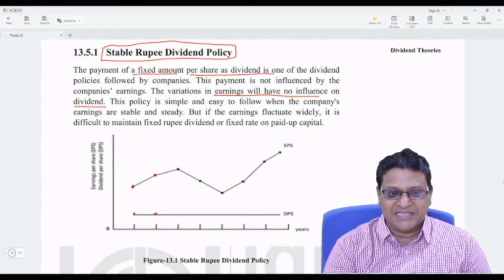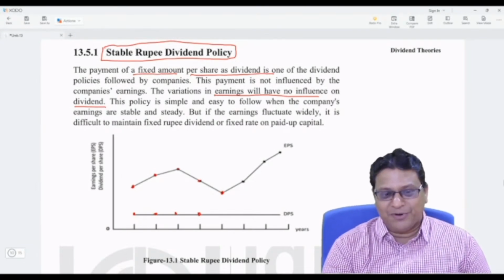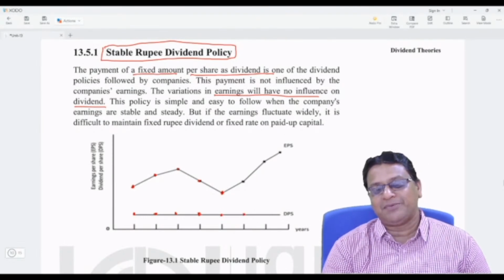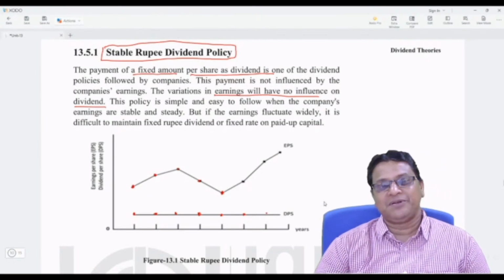Second year earning is this, dividend is this. Third year earning increases, but dividend amount remains same. Fourth year earning increases, but dividend amount remains same. Fifth year earning comes down, but dividend amount remains same. Sixth year earning increases, but dividend amount remains same. Seventh year earning increases, but dividend amount remains same.